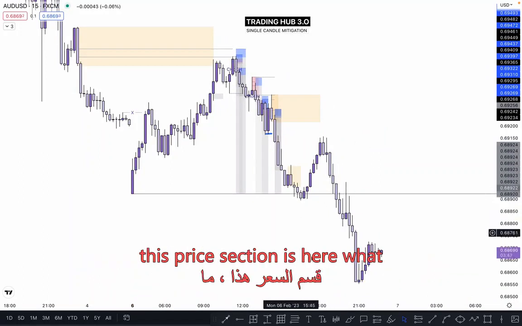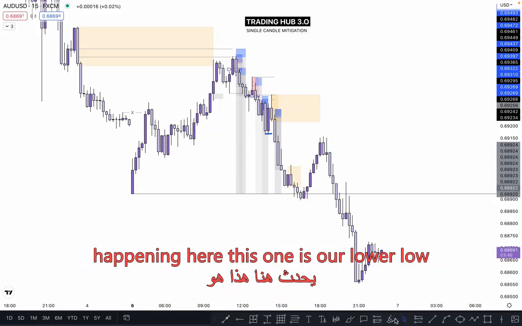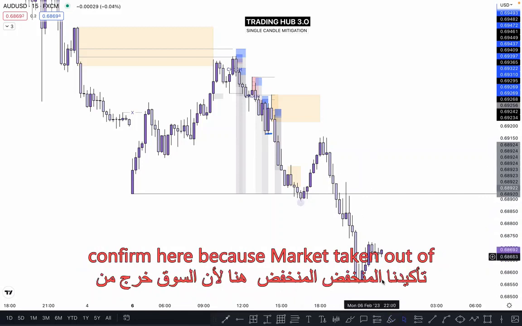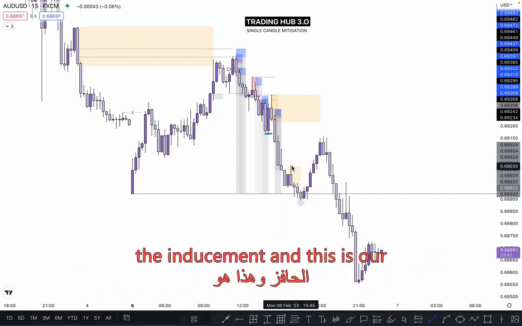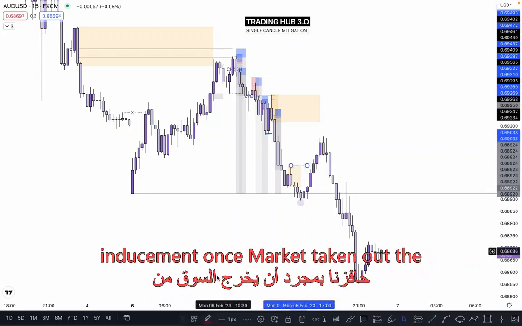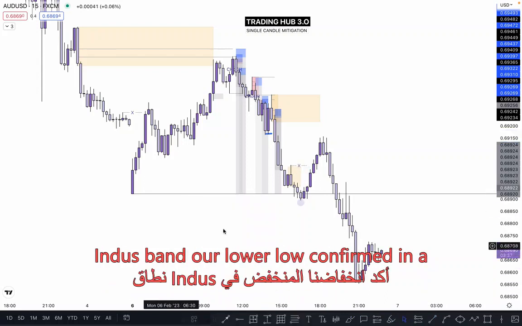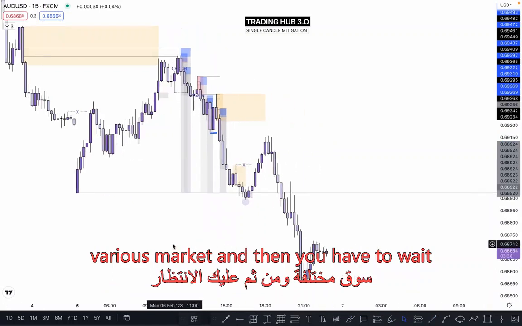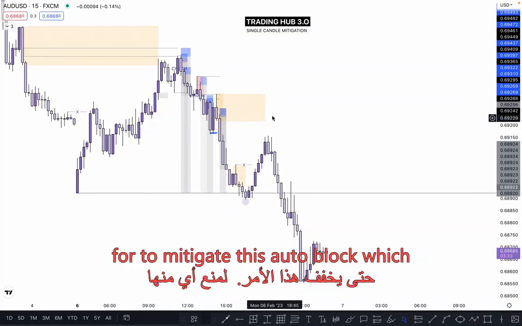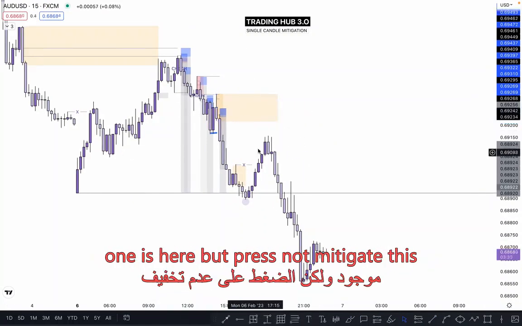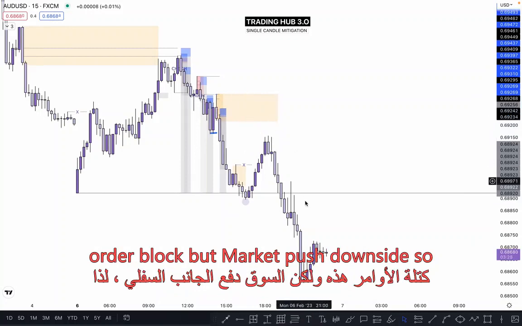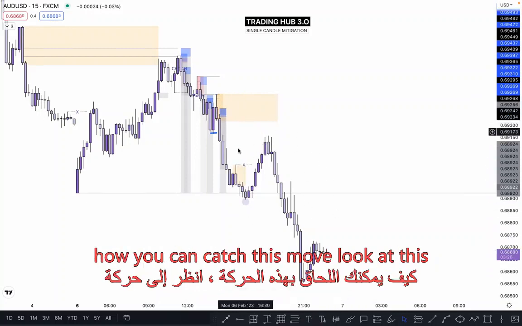Look at this price action here. What is happening here? This one is our lower low confirmed here, because the market took out the inducement, and this is our inducement. Once the market takes out the inducement, our lower low is confirmed in a bearish market, and then you have to wait to mitigate this order block, which is here. But price did not mitigate this order block, but the market pushed downside. So how can you catch this move?